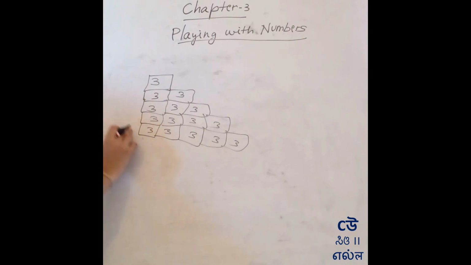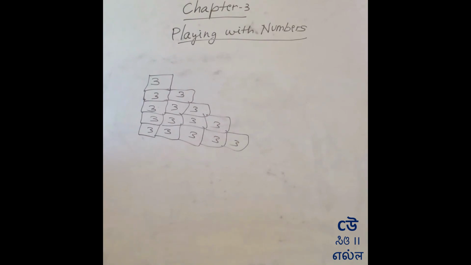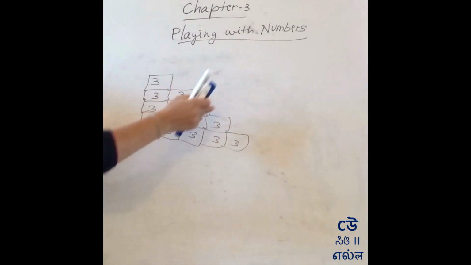So here what I am doing, I am joining all the strips. First I have kept only one. Next I have joined one more. Next I am joining one more for this. Next I am joining one more for the third one. Next I am joining one more for the fourth one. So I keep on adding, right? If I keep on adding the strips one by one, what will happen, children? The strip's length keeps on increasing.